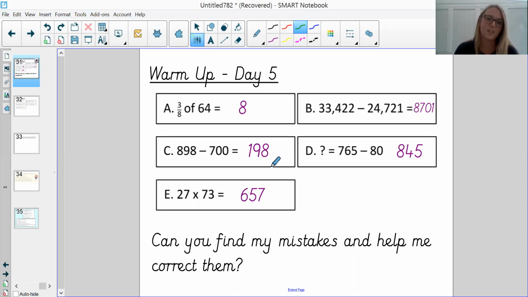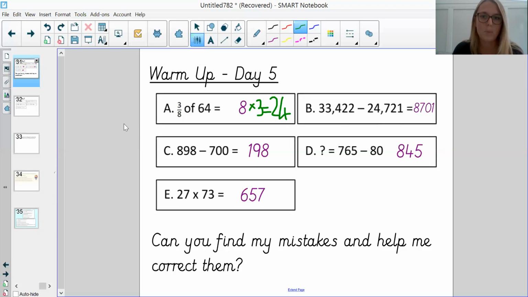Okay, answers. So A, 3/8 of 64. When we are working out a fraction of a number, remember we are dividing by the denominator and multiplying by the numerator. Divide by the bottom, times by the top. So 64 divided by 8, the numerator would have been 8. And that's what I've done. I've forgotten a step. I've forgotten to multiply by the numerator. So 8 times 3 would have been my answer, which would be 24. Well done if you picked up my mistake there.